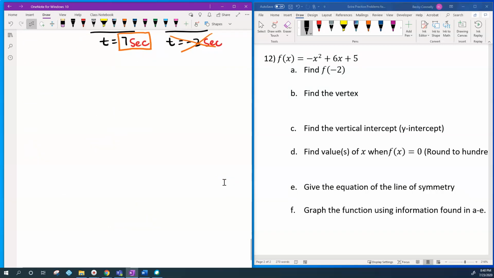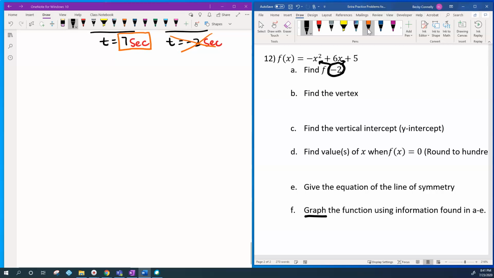Okay, well, let's look at this one then, because on something like this, it gives you all these different things that it wants you to find, and then you're going to use that information to graph it. That's basically what we're trying to do here, is graph this. But it's going to ask you different steps along the way to do that. So on the first one, I probably won't work through it because I think most people remember what to do there. You're just taking that negative 2 and putting it in place of x.